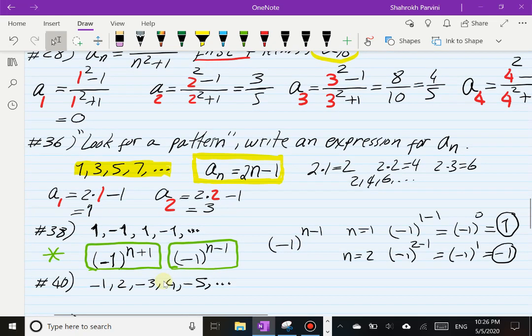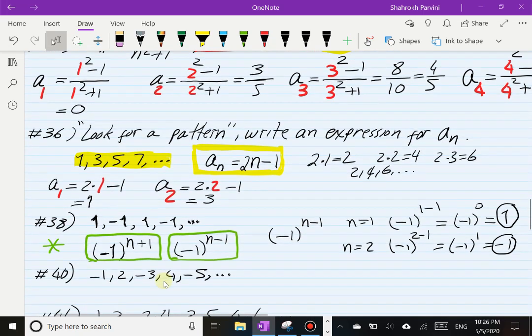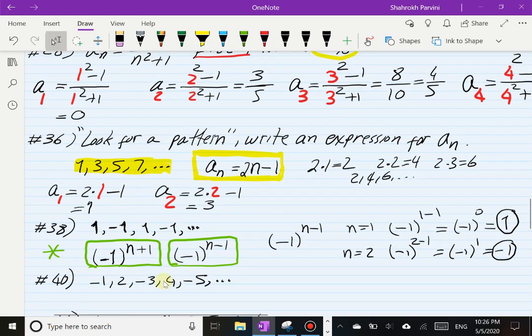Let's take a look at this exercise, for instance, right in here. In this exercise, notice they alternate. I have negative 1, 2, negative 3, 4, negative 5. So the fact that the sequence is alternating, the negative, we're going to attribute that to a power. So I'm going to write negative 1 to the n for starters.